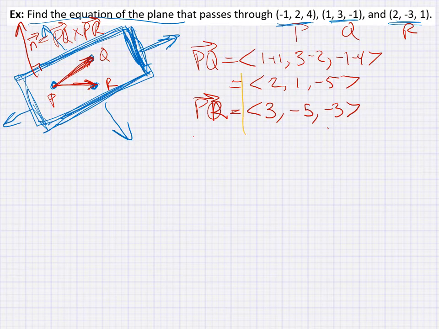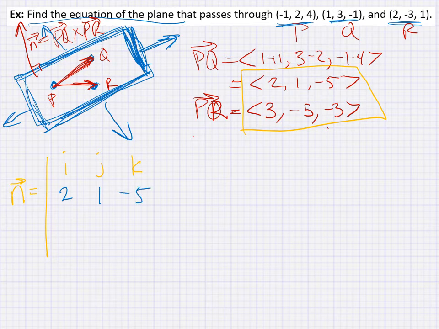So look at these 2 vectors. These are vectors you're going to do the cross product of. So if we're going to try and find N, we want to do i, j, k. Let's go <2, 1, -5> and <3, -5, -3>.